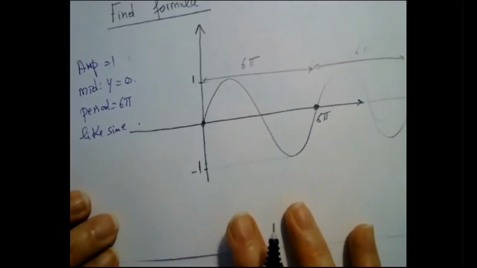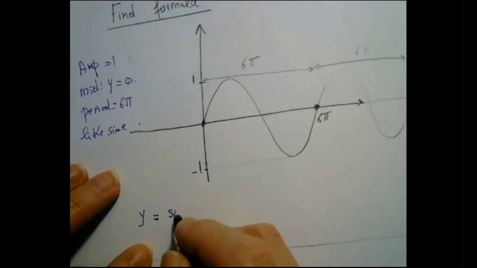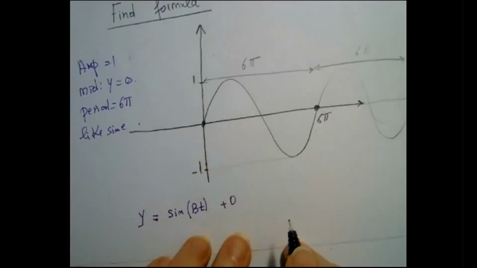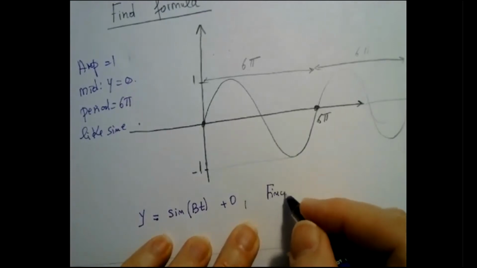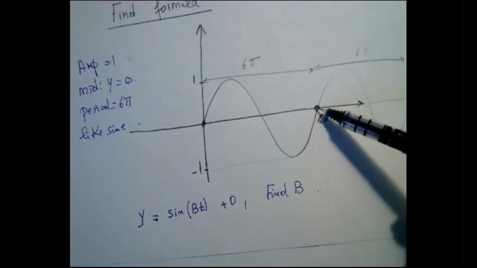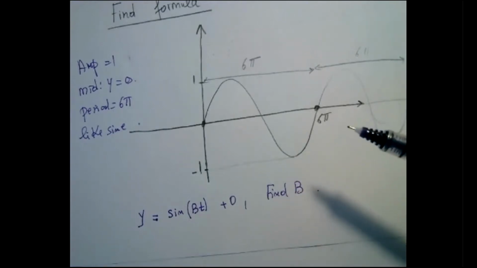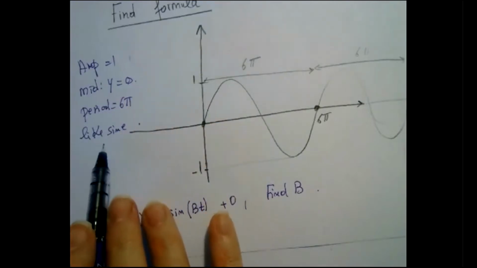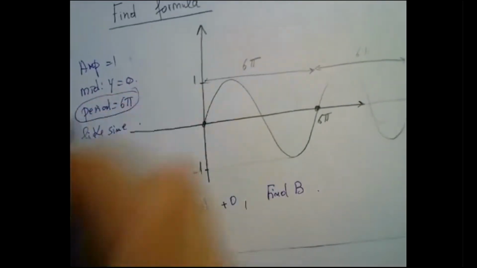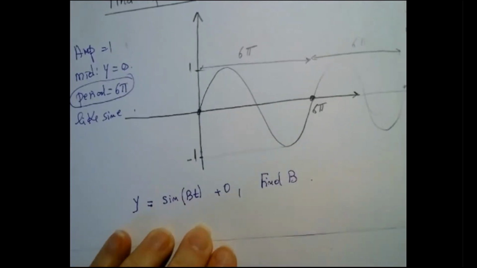So how would the formula look? The formula is going to be y equals, amplitude is 1, it looks like a sine bt plus 0. And the question is, we need to find the b. We need to find the b that will make the period equal to 6 pi. When I'm giving you the graph, and you have to figure out the formula, you figure out all those things. But the main thing would be, what's the b that will give me a period of 6 pi? It's not hard to find the b.